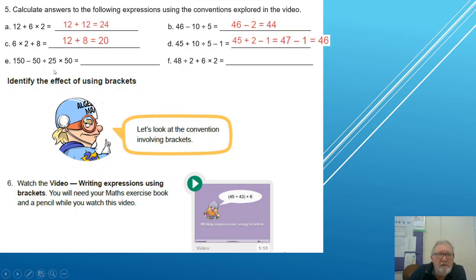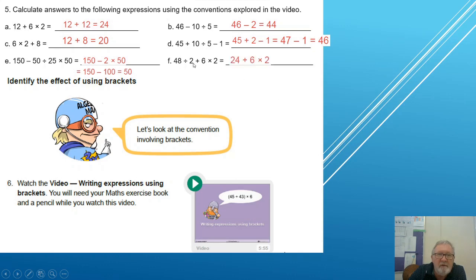Division and then multiplication. So 50 divided by 25 is 2. 2 times 50 is 100. So there's the 2, which came from this calculation, multiplied by 50. So 2 times 50 is 100, 150. Take 100 is 50. This one first, this one second, addition third.